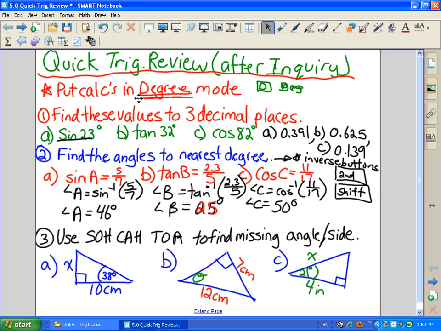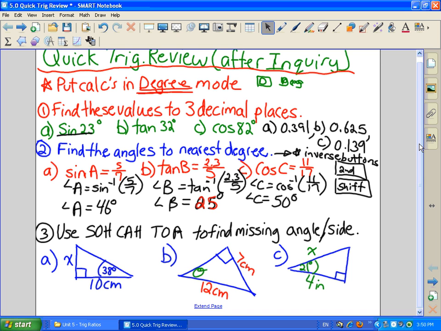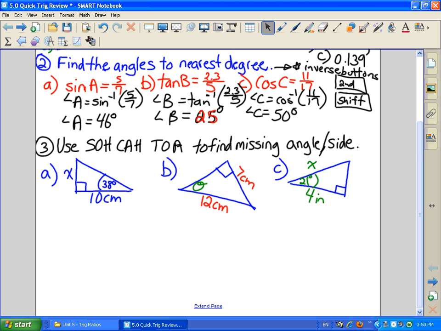All right. For the third part, we're going to take a look at using SOHCAHTOA to find the missing angle or side. Just remember, folks, SOHCAHTOA goes in order. This tells us the first one is the sine ratio, which compares the opposite length divided by the hypotenuse length. The second part of our SOHCAHTOA is the cosine ratio, and it compares the adjacent side divided by the hypotenuse. And lastly, the TOA part is the tangent ratio, and it compares the opposite over the adjacent.